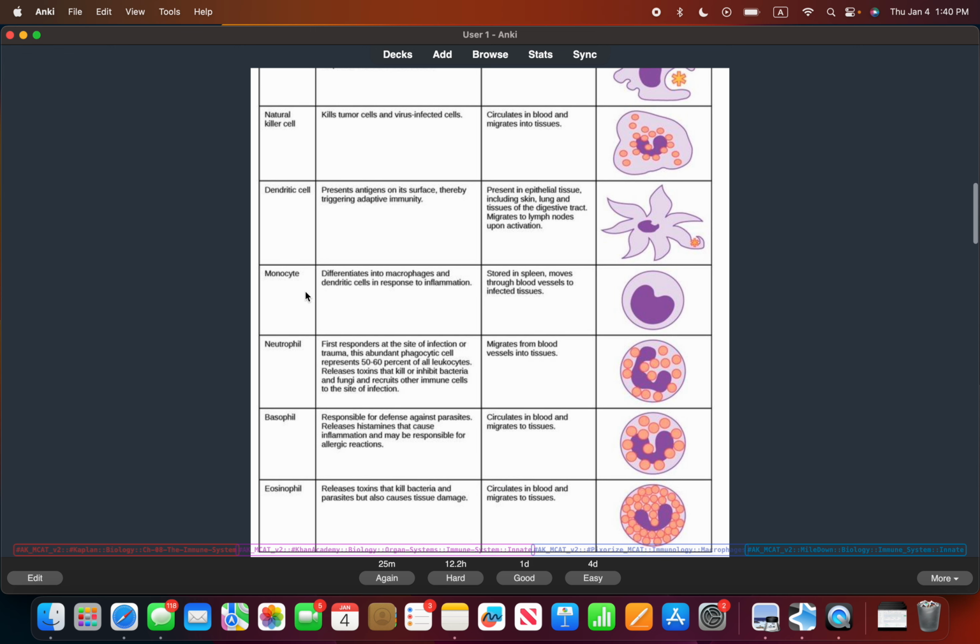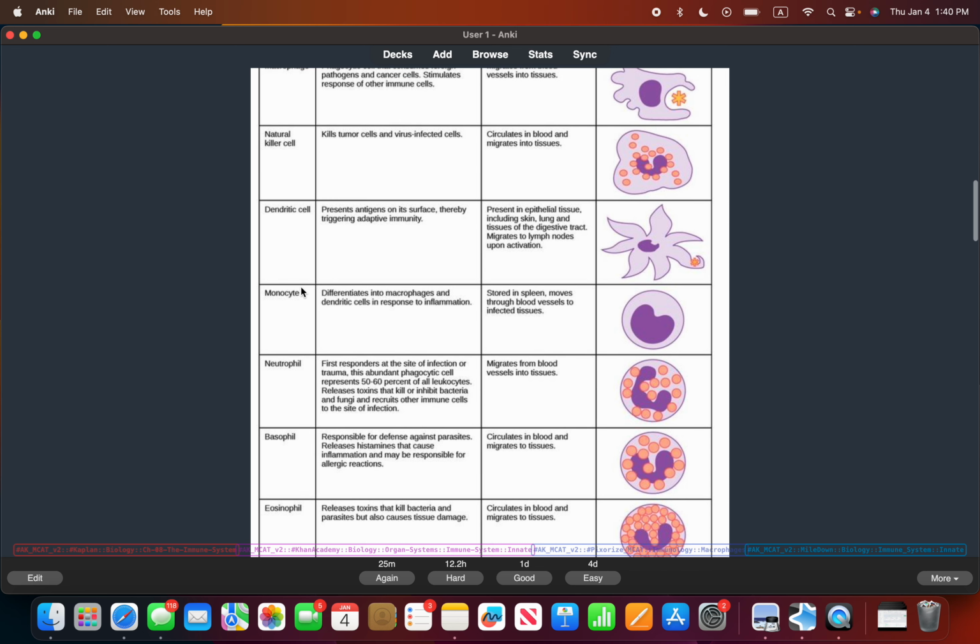Then we have monocytes. Monocytes differentiate into macrophages and dendritic cells in response to inflammation. So when we have inflammation, monocytes can differentiate into either macrophages or dendritic cells. They are stored in the spleen, and they move through blood vessels to infected tissues.